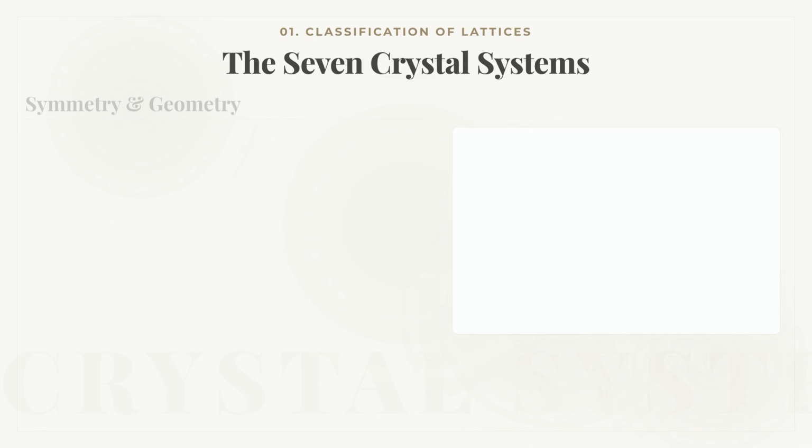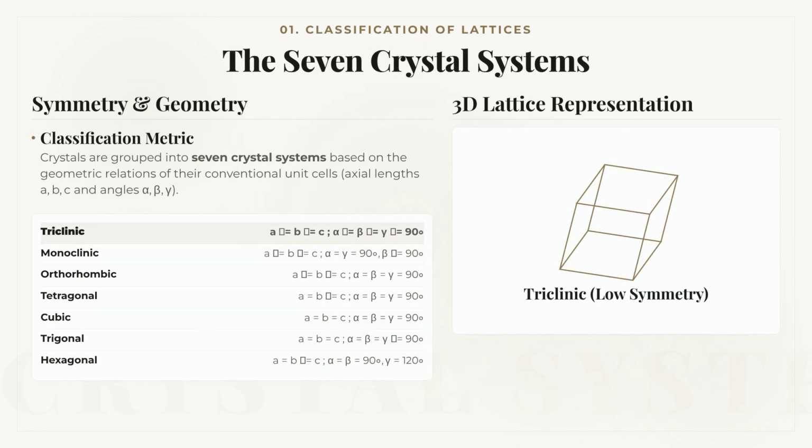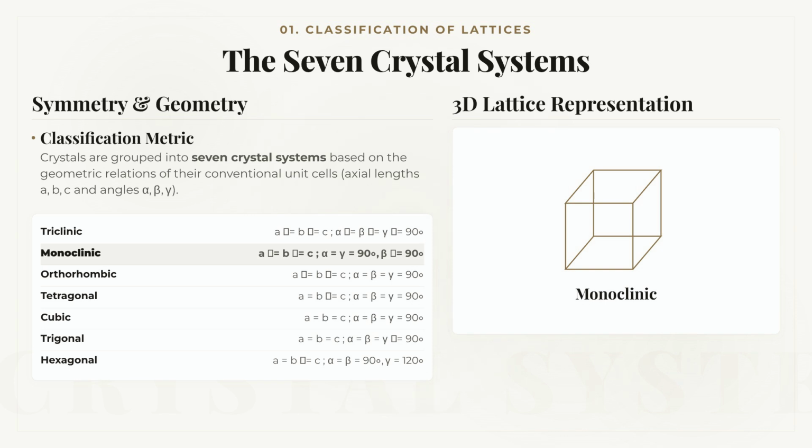The first system is the triclinic crystal system. This is the most general and least symmetric crystal system. In this system, all 3 edges are different from one another, and all 3 angles are also different, and none of them is 90 degrees. Therefore, the conditions are a not equal to b not equal to c, and alpha not equal to beta not equal to gamma. The second system is the monoclinic crystal system.